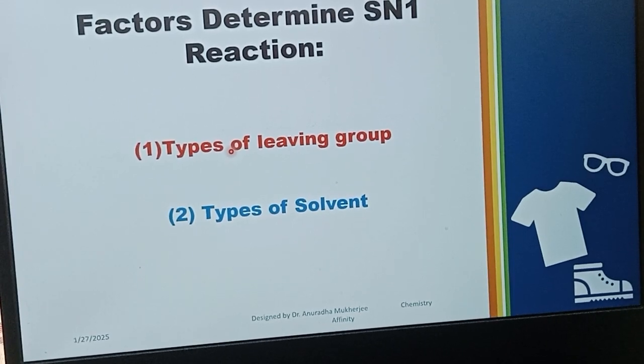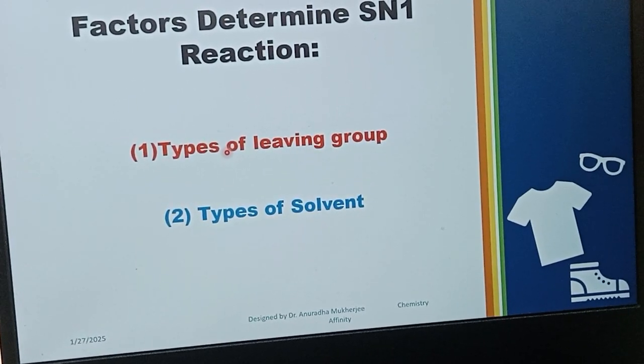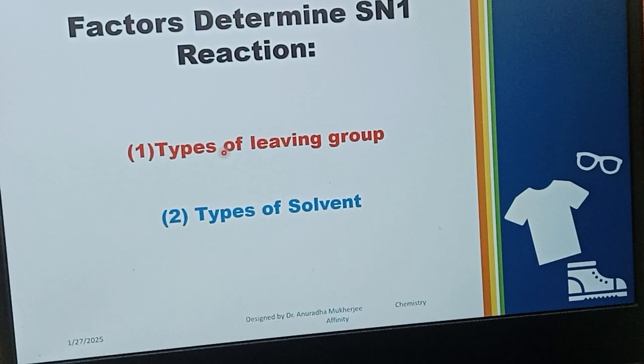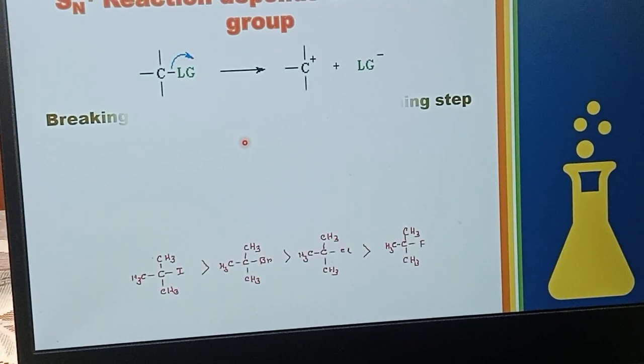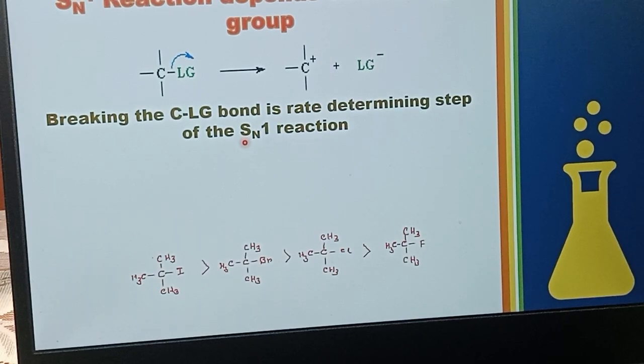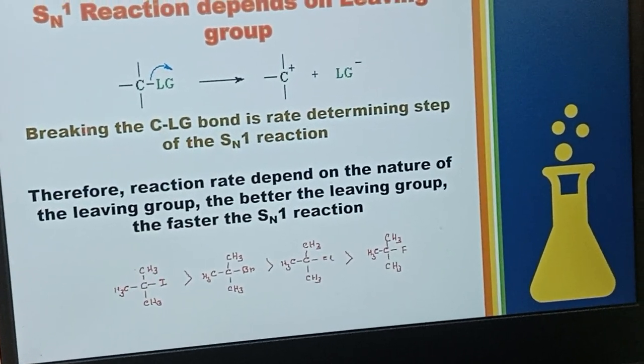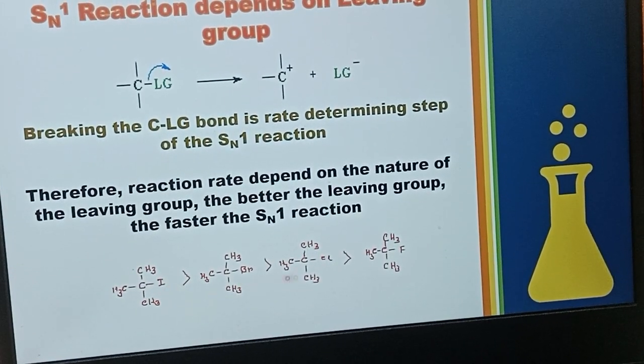So which are the factors which determine SN1 reaction? Types of leaving group and types of solvent. Types of leaving group means, suppose you take iodo, bromo, chloro and fluoro. Which will be a better leaving group? Iodo. Why? First thing is that iodine atomic size is bigger.